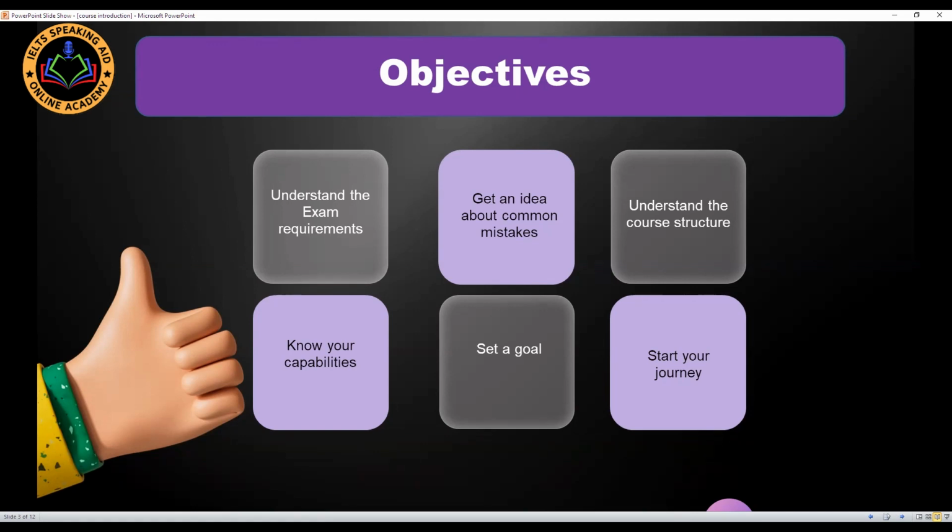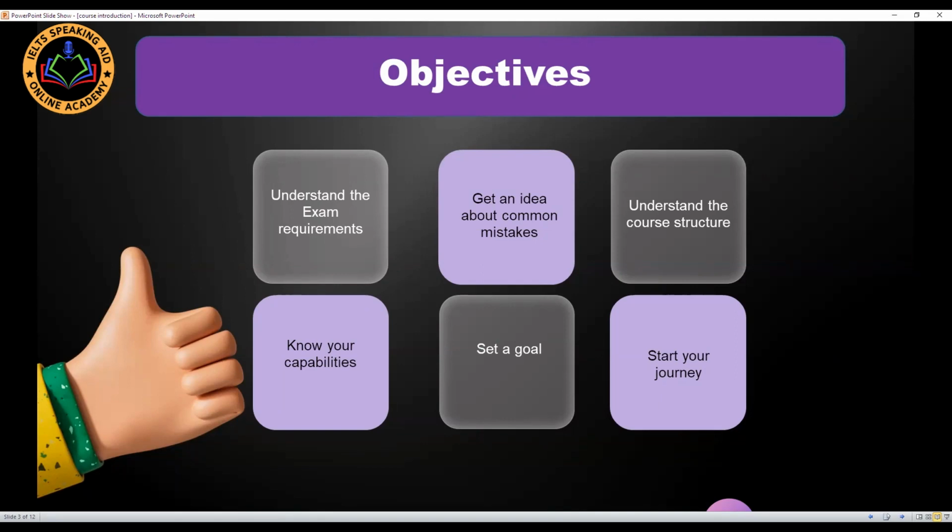Understand the course structure. Some of you may have already faced the exam before, but still you may not have some idea about the course structure as well as the speaking test structure. So here we will talk about the course structure as well as the exam structure. Know your capabilities. That's something really required, because if you know your capabilities and your limitations, your barriers, then you can break your barriers and go for your required band score and set a goal. I will explain how to set a goal for your dream band score in the speaking test.